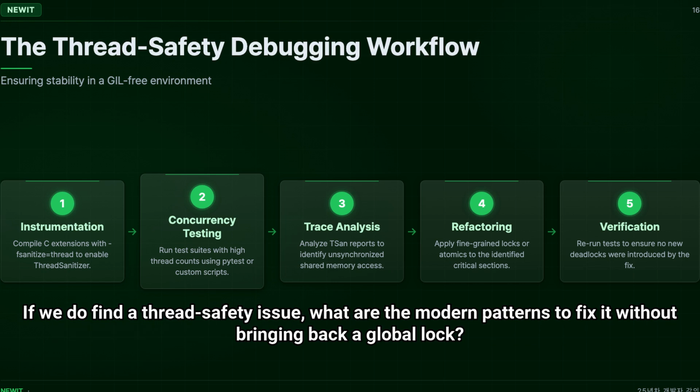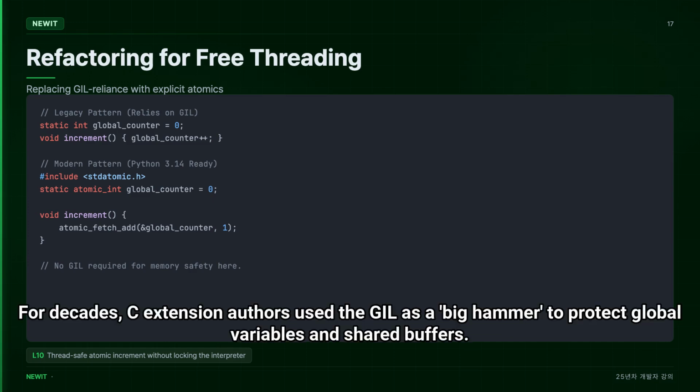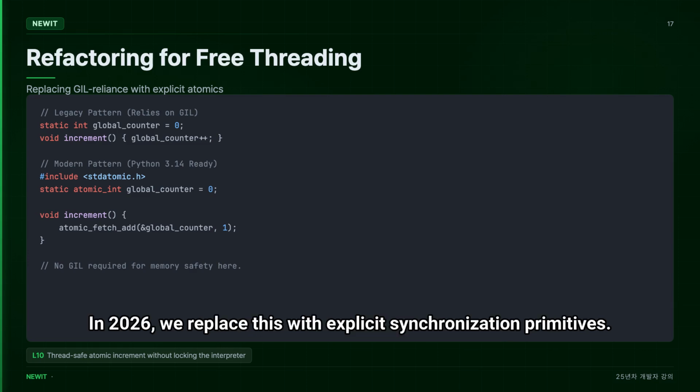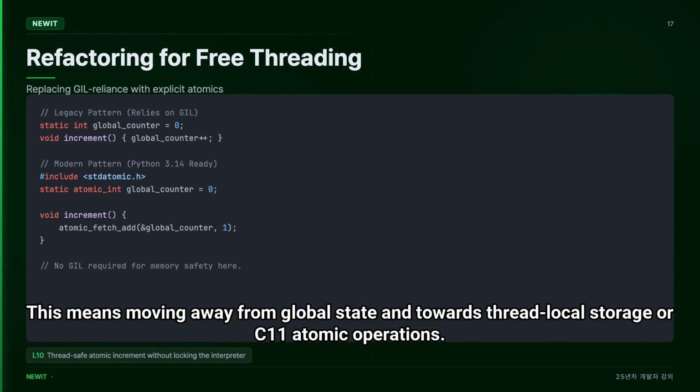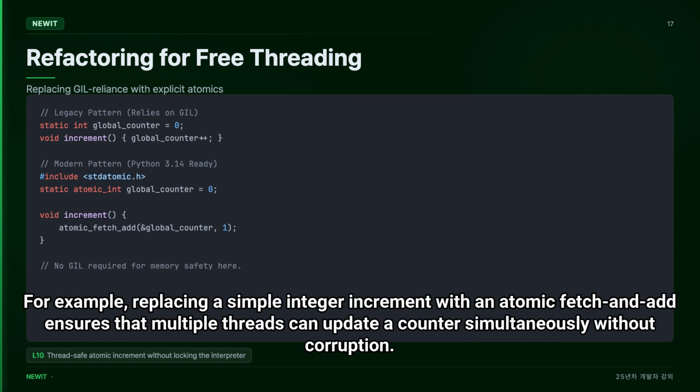If we do find a thread safety issue, what are the modern patterns to fix it without bringing back a global lock? The final stage of migration is refactoring. For decades, C extension authors used the GIL as a big hammer to protect global variables and shared buffers. In 2026, we replace this with explicit synchronization primitives. This means moving away from global state and towards thread local storage or C11 atomic operations. Instead of locking the entire interpreter, we use fine-grained mutexes that only protect the specific data structure being modified.